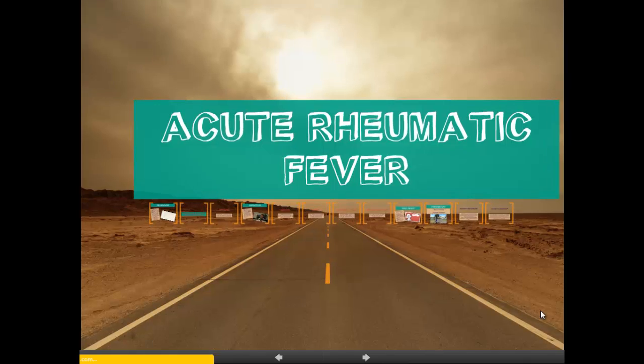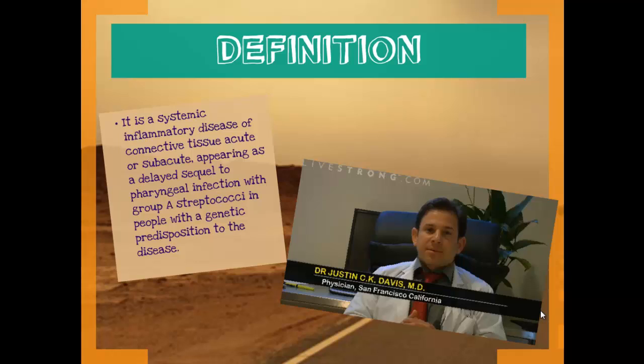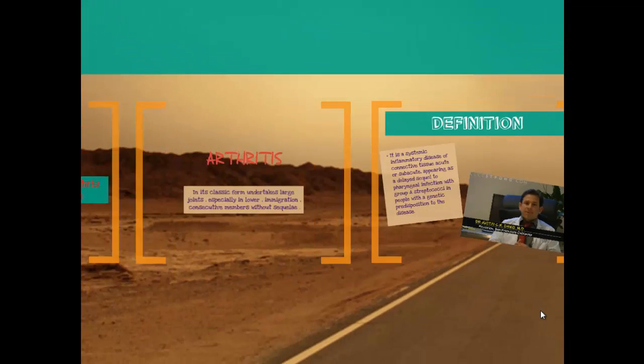Acute rheumatic fever. Definition: it is a systemic inflammatory disease of connective tissue, acute or subacute, appearing as the late sequel to pharyngeal infection with group A streptococci in people with a genetic predisposition to the disease.